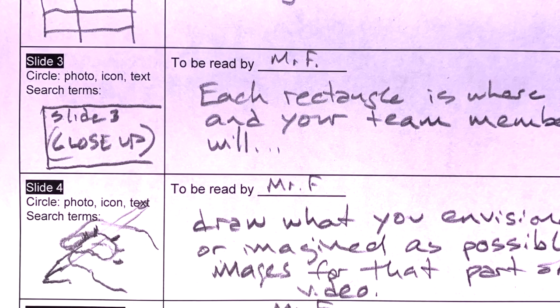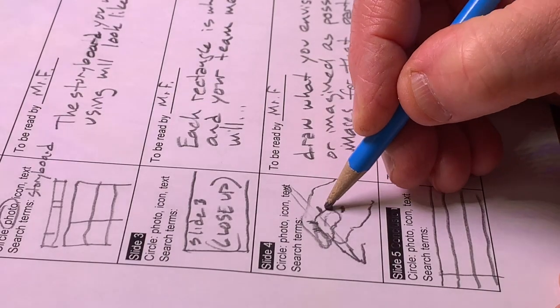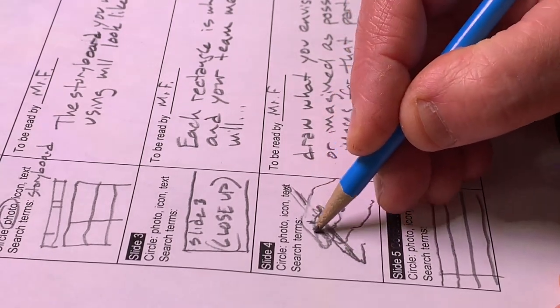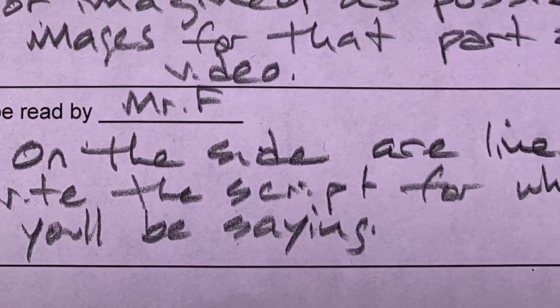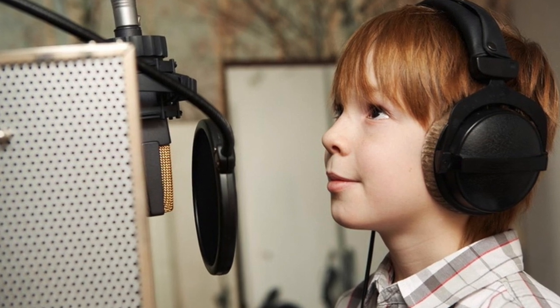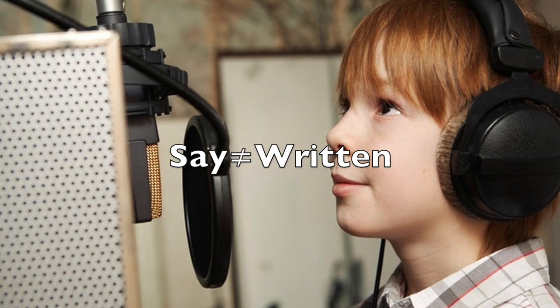Each rectangle is where you and your team members will draw what you envisioned or imagined as possible images for that part of the video. On the side are lines to write the script for what you'll be saying. What you say and what is written on the screen are often not the same.